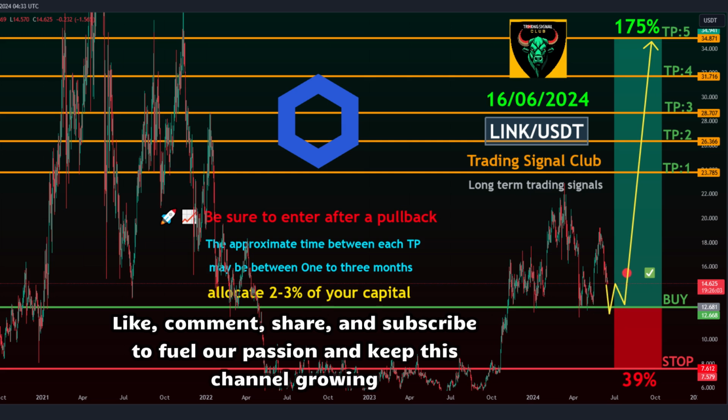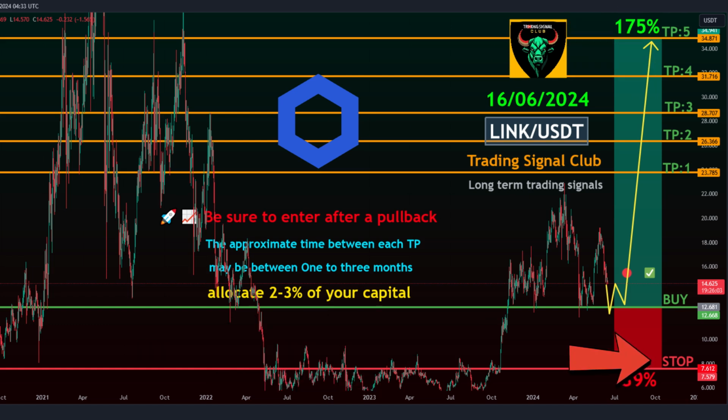Take profit targets. Target 1: 23.785. Target 2: 26.366. Target 3: 28.707. Target 4: 31.716. Target 5: 34.871. Stop level: 7.612.